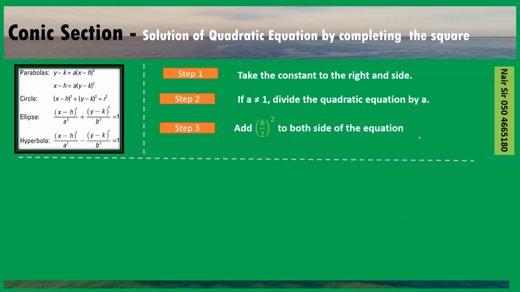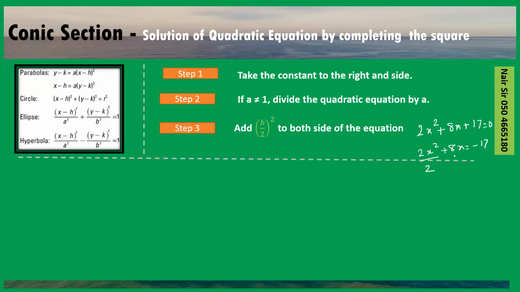Example मैं देखता हूँ. देखो, for example, in case I've got an equation like 2x square plus 8x plus 17 is equal to 0. This is my quadratic equation. The first thing what I will do, I will take this to the other side, and then, now, the coefficient is 2. So this is not 1. So what I will do, I will divide it by 2.